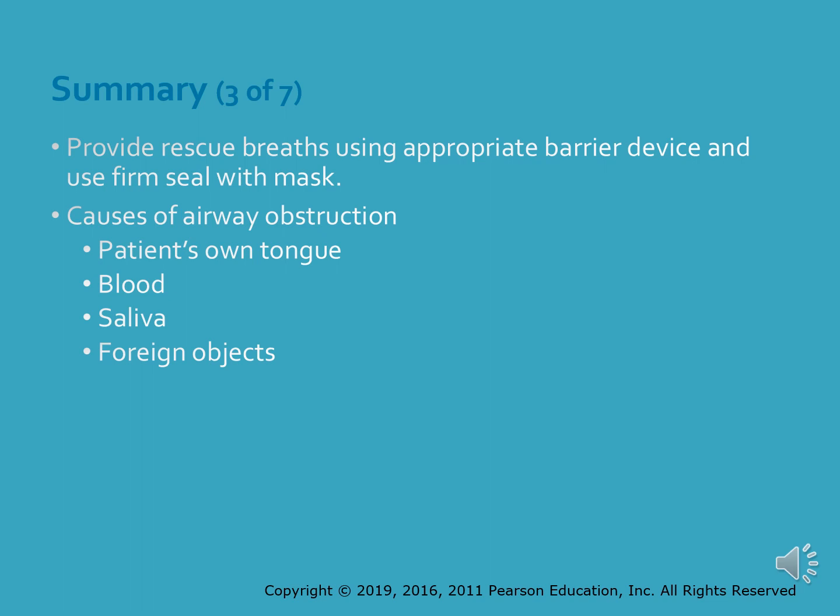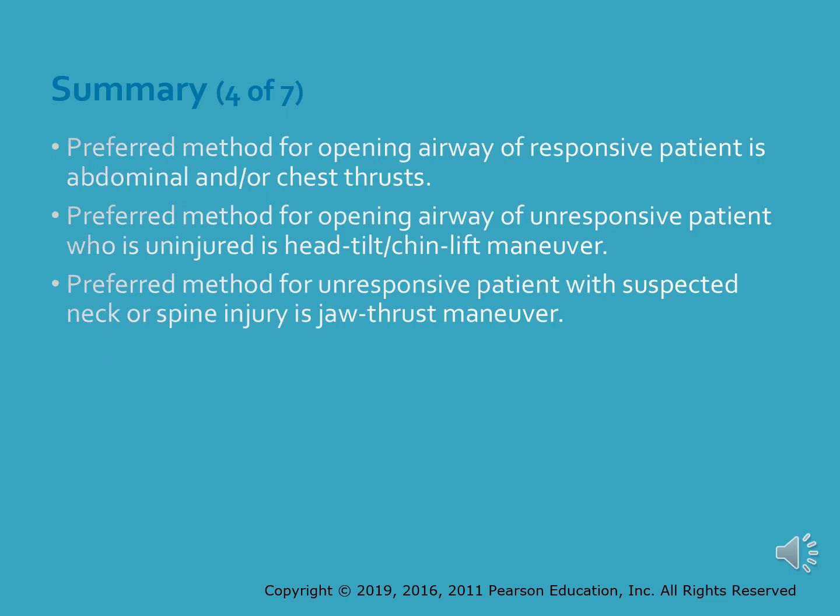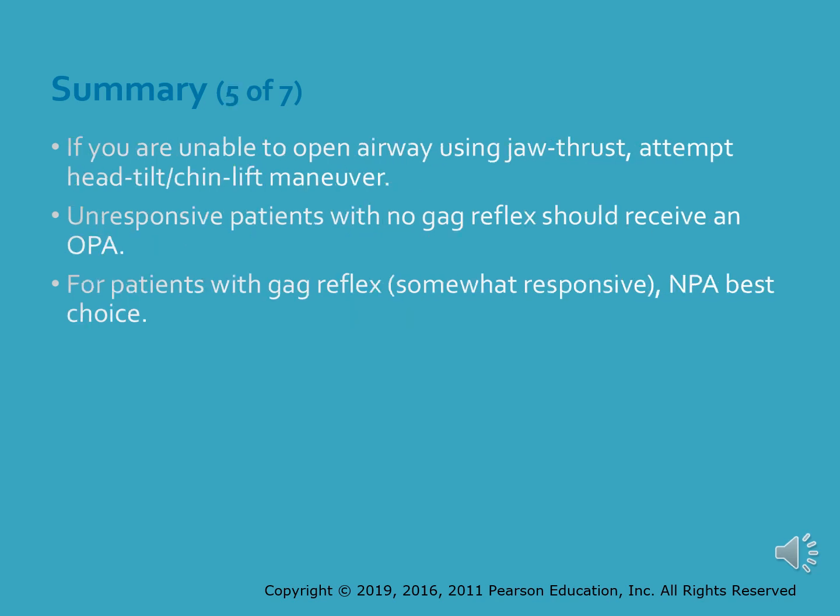Causes of airway obstruction can be the patient's own tongue, blood, saliva, and foreign objects. The preferred method of opening the airway of a responsive patient is abdominal and/or chest thrusts. The preferred method for opening the airway of a non-responsive patient who is uninjured is the head tilt chin lift maneuver. The preferred method for an unresponsive patient with suspected neck or spine injury is the jaw thrust maneuver. If you are unable to open the airway using the jaw thrust, attempt the head tilt chin lift maneuver.